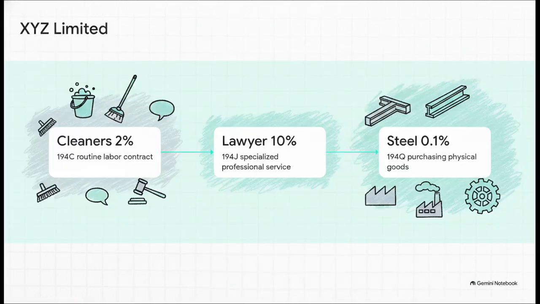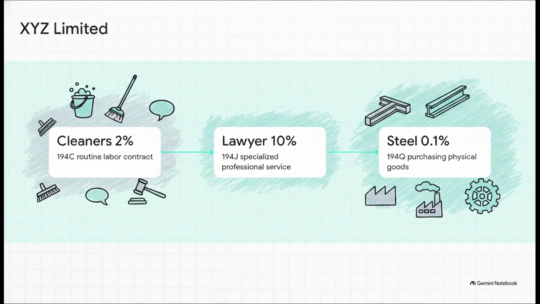Let's see how this plays out in a real corporate environment. Take Ria over at XYZ Limited. First thing, she hires an agency to clean the office. She deducts 2% under 194C because it's a routine labor contract. Next up, she hires a top-tier lawyer to defend the company. For that one, she deducts 10% under 194J for that highly specialized professional service.